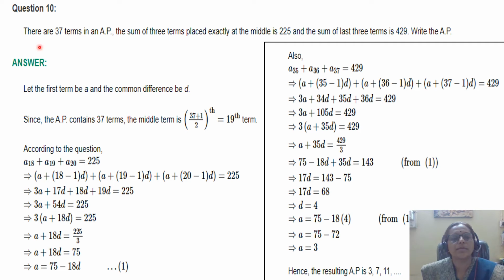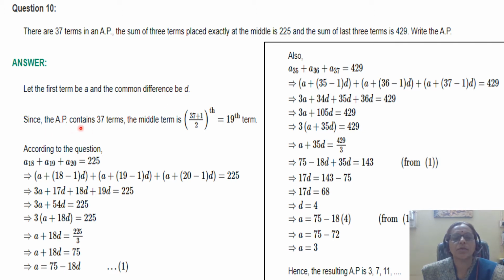Question number 10. There are 37 terms in an arithmetic progression. The sum of the three terms placed exactly at the middle is 225. The sum of the last three terms is 429. Write the arithmetic progression. Let the first term be a and the common difference be d.